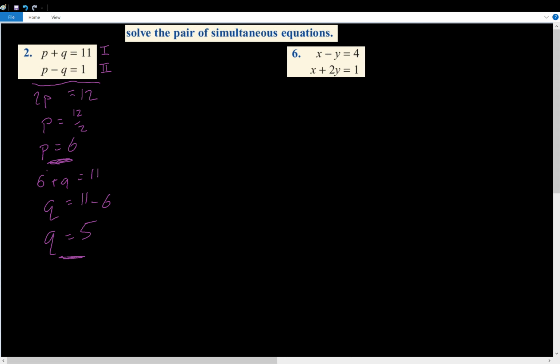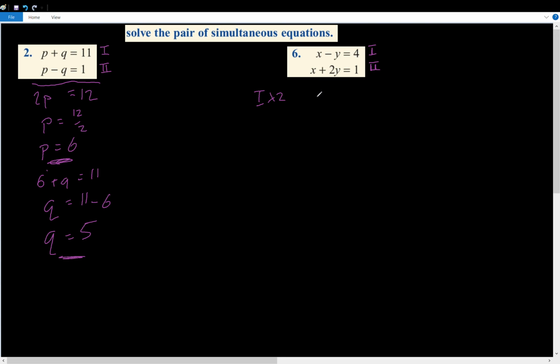Now we're going to do the same method in question 6 over here, but it's going to require an extra step. So in equation 1 over here, we have x minus y equals 4. And in equation 2, we have x plus 2y equals 1. So what we're going to do now is multiply one of these equations by a number in order to match up the coefficients. I'm going to multiply equation 1 by 2.